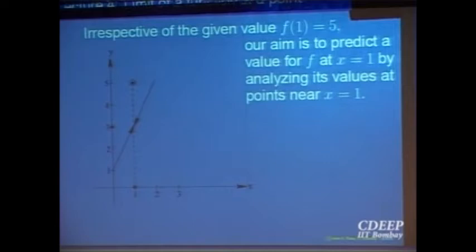Our strategy is: at this point 1 you want to predict the value. So look at points which are near 1, in a neighborhood of the point 1. Look at the corresponding values f of x and see how they behave. Analyze those values, and try to come closer and closer to x equal to 1 and look at the values of f of x as you come closer and closer to x equal to 1. So now the question is, how do you come closer to a point on the line?